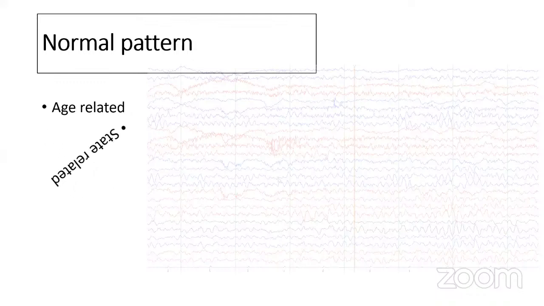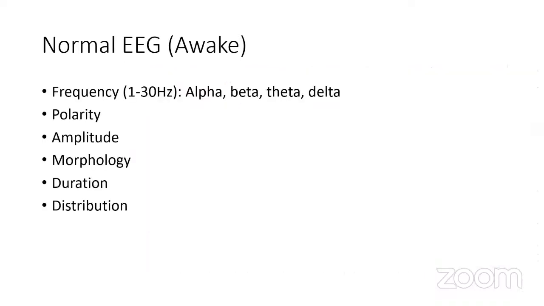The most important thing that I'm going to talk about is state-related. So what do we mean by state-related? I'll just put it simply. The recording may be done in any physiological state. That is, it may be awake, it may be drowsy, it may be light sleep, it may be deep sleep. So if you want to say that this EEG has a normal background, a normal pattern, we should correlate it with the state in which it has been recorded.